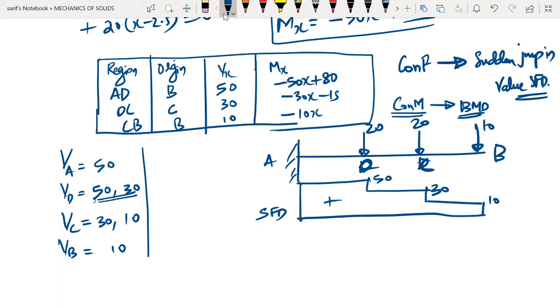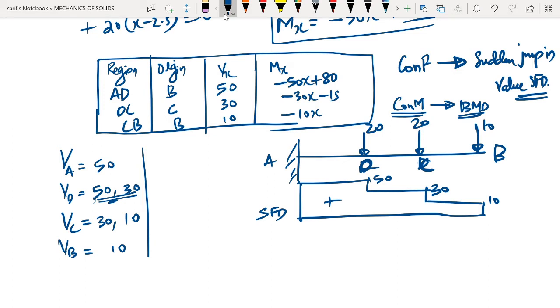I hope that idea is clear. If you have a concentrated force, that would be reflected as a sudden jump in the shear force diagram, and if there is a concentrated moment, that would be reflected as a sudden jump in the value of the bending moment diagram. So whenever we have a sudden jump, what that means is, at that particular point the bending moment or the shear force will have two values. Those two values have to be evaluated like we have evaluated here. In this particular case, the loading does not have any concentrated moment, and therefore the bending moment will only have one single value at every point. There will not be two values.